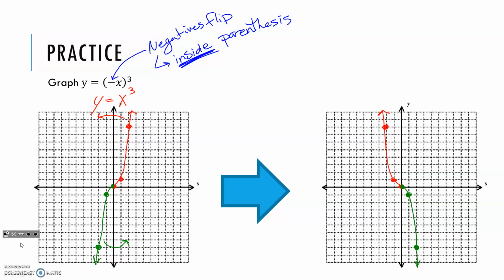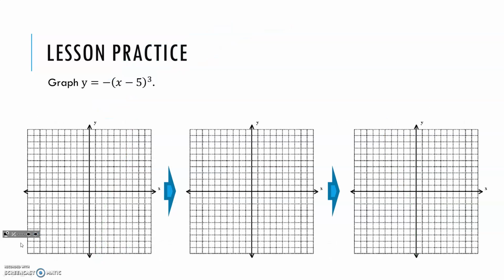Okay? Now, one more. We have just a couple shifts on here that we can do. So again, we will start with our parent function, y equals x cubed. So we've graphed this 4 times.